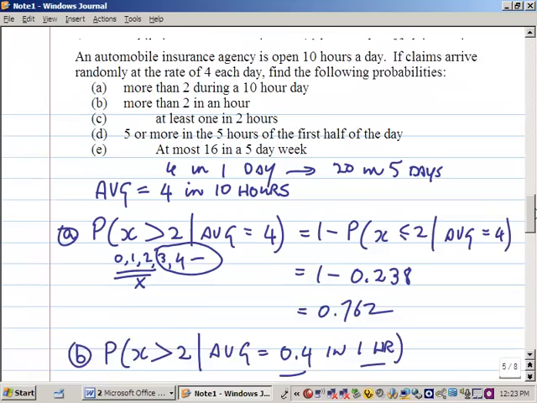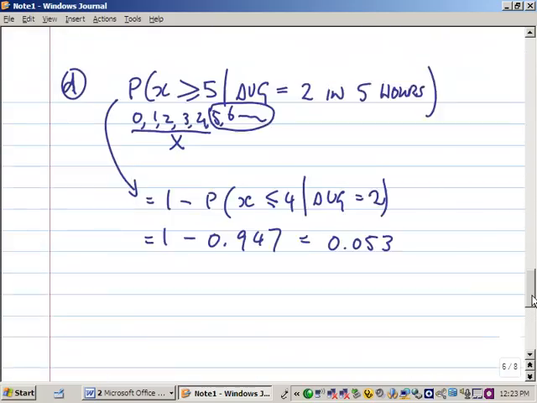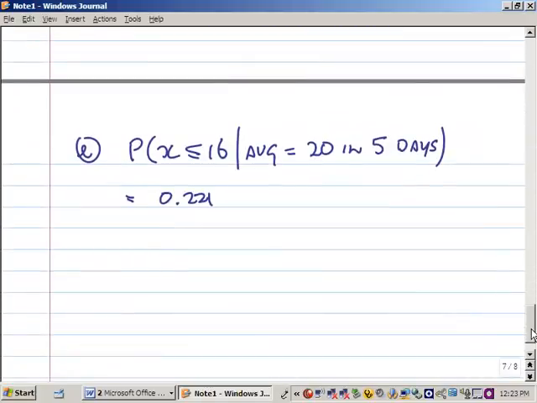Alright, let's go back to that problem, make sure we've done that. At most 16. Okay, so it means 16 or fewer. It's about a 22% probability of doing that. Okay, and that's that problem.